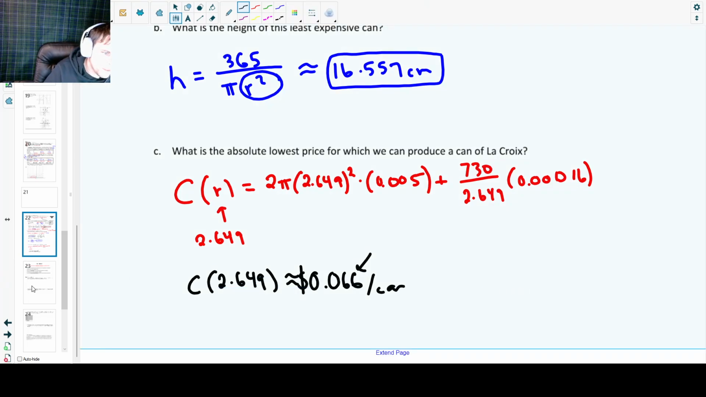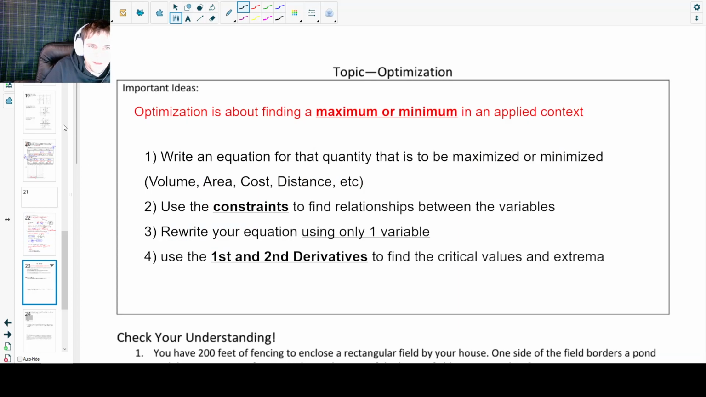Okay, so let's try to quickly summarize some things that we did with this optimization problem. What is optimization? Optimization is about finding a maximum or minimum in an applied context, right? It is just like the first derivative test or the candidates test. We're looking for that maximum or minimum point, but it's in an applied context, which does make things more difficult.